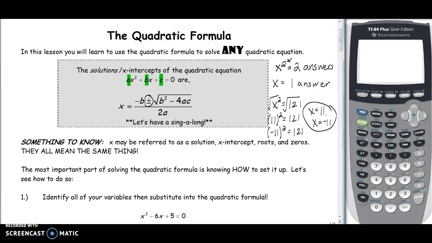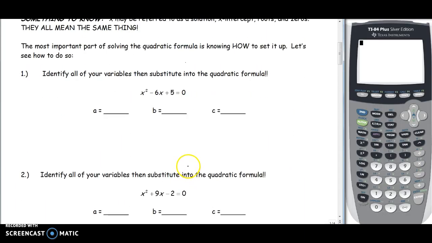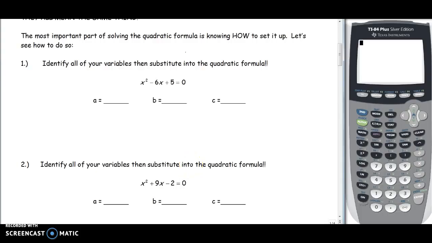So the most important thing you need to know about the quadratic formula is actually how to set it up. So the first thing we're going to do is identify those a, b, and c values. And they are the numbers in front of your variables. But remember, we always have to take the sign in front as well. So remember, it's ax squared plus bx plus c equals 0. A has a value of 1. Remember, if nothing is there, it's 1. B has a value of negative 6. And c has a value of positive 5.